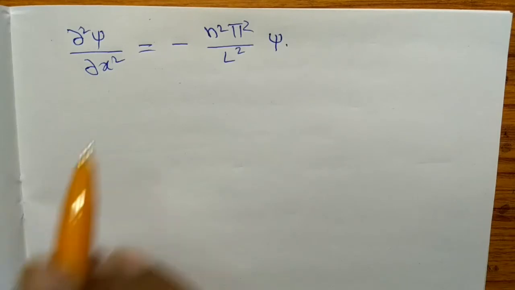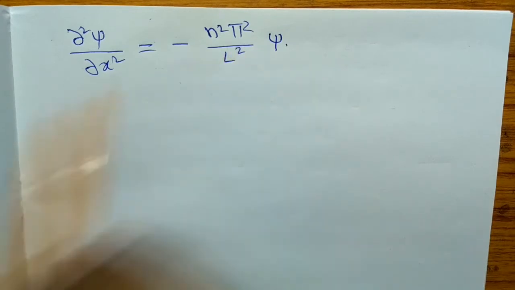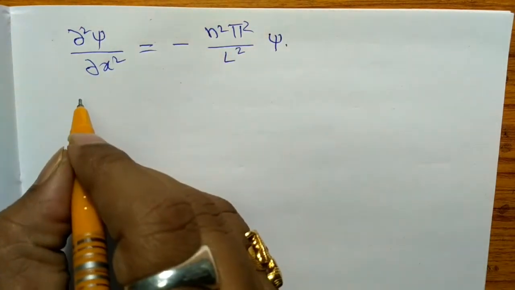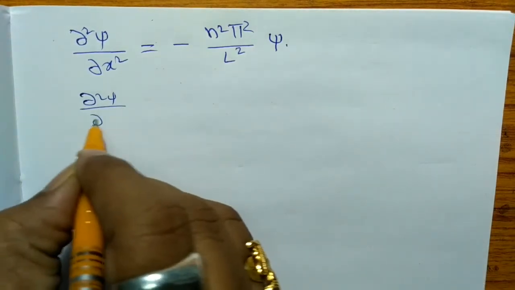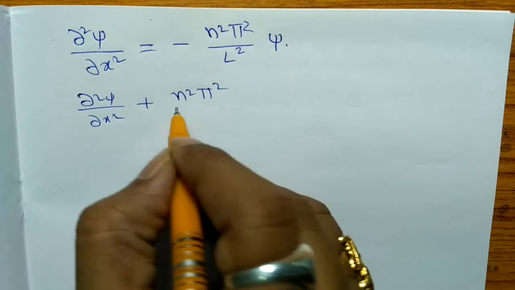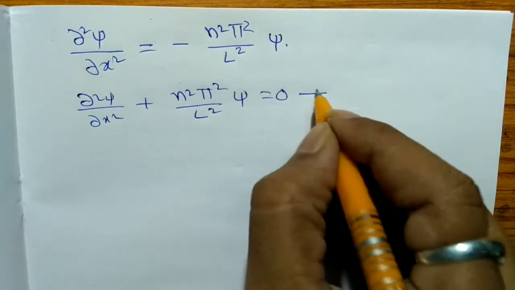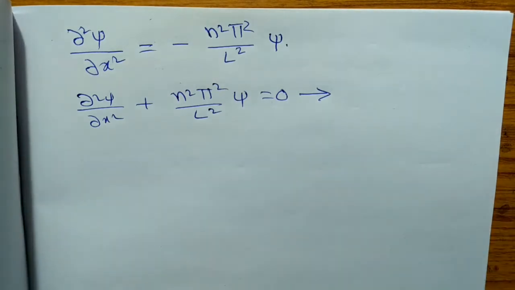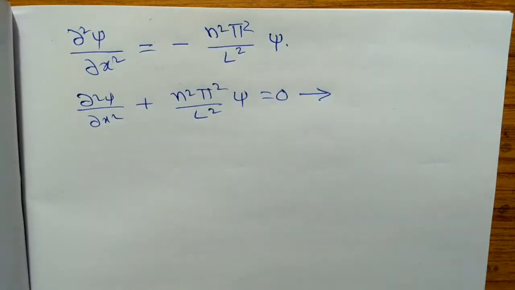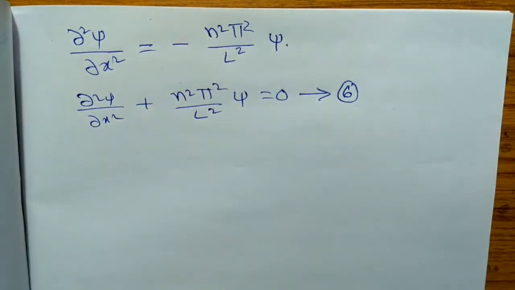Again I write the equation once more. Dou square psi by dou x square is equal to minus n square pi square by L square psi. Now dou square psi by dou x square plus n square pi square by L square into psi is equal to 0. This is equation number 6.